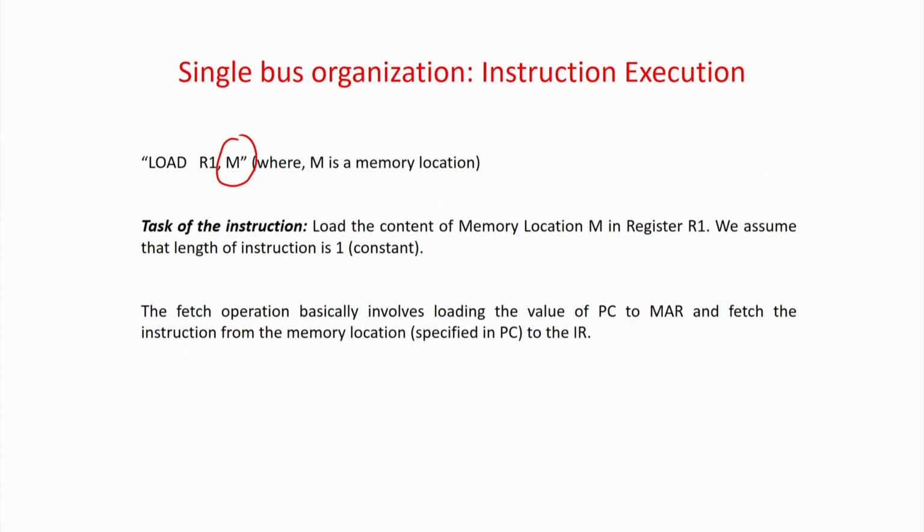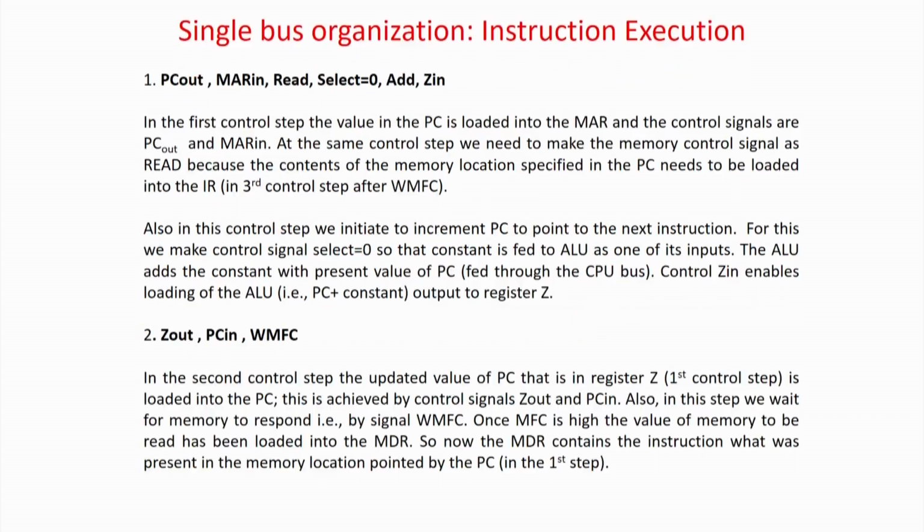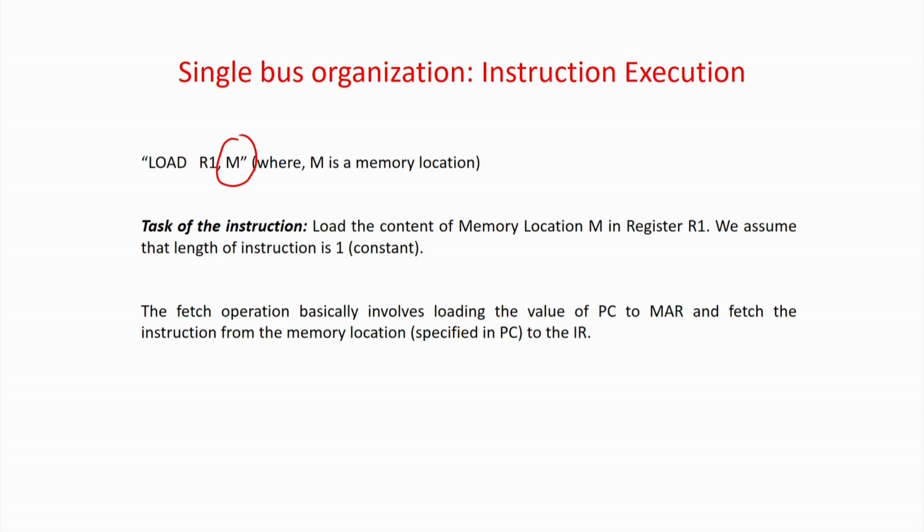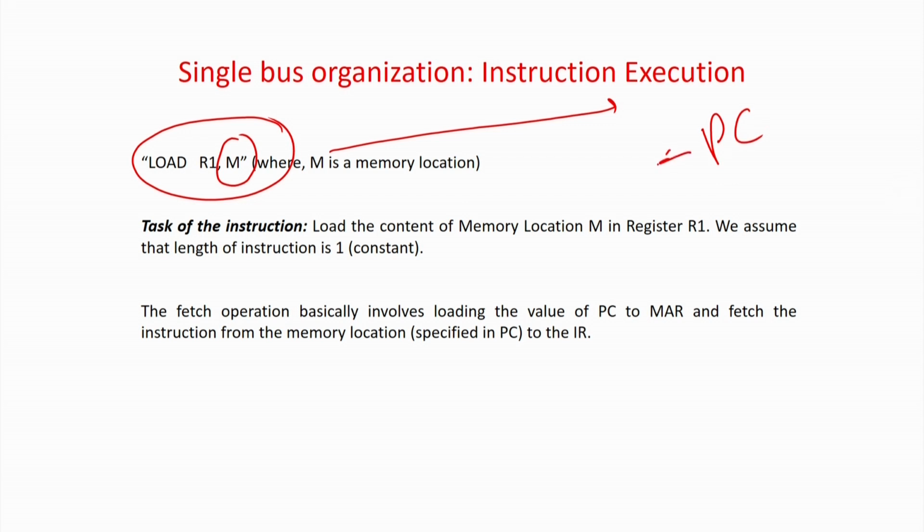So, what is the first step? As I already told you in the summary, the first stage involves fetching this instruction. The memory location in which Load R1, M is present is known by the program counter, because the program counter always points to the next instruction. Only the program counter can tell you where this instruction is at present. So, what happens? The program counter value will be loaded into the memory address register and you have to put the memory in read mode. That is what is being said.